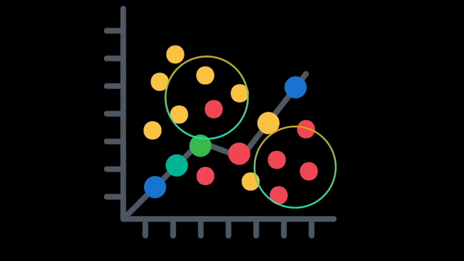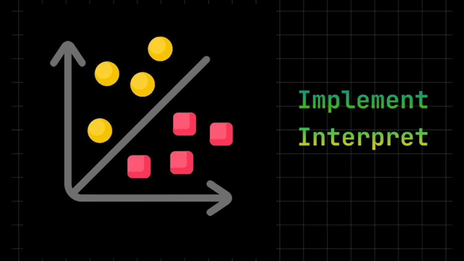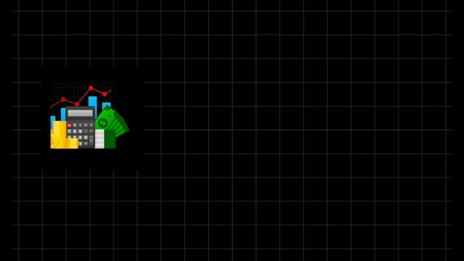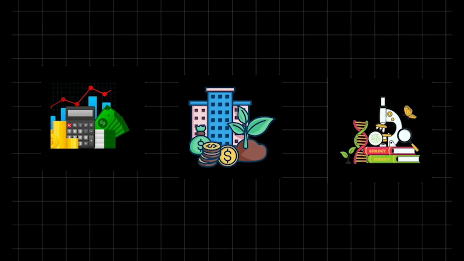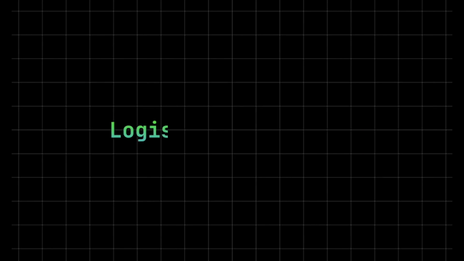Linear regression is easy to implement, interpret, and computationally efficient, making it ideal for establishing baseline models and understanding data trends. It's widely used in finance, economics, biology, and many other fields to predict continuous outcomes such as prices, growth rates, or risks.